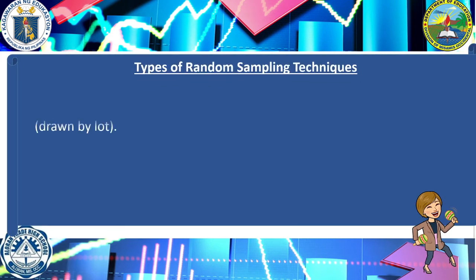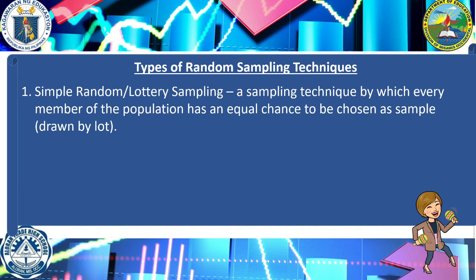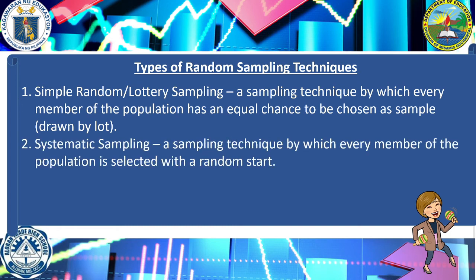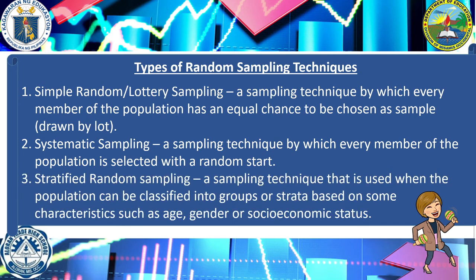So the types of random sampling techniques are 1. Simple random or lottery sampling, a sampling technique by which every member of the population has an equal chance to be chosen as sample, drawn by lots. Next, systematic random sampling, a sampling technique by which every member of the population is selected with a random start. Third, stratified random sampling, a sampling technique that is used when the population can be classified into groups or strata based on some characteristics such as age, gender, or socioeconomic status.